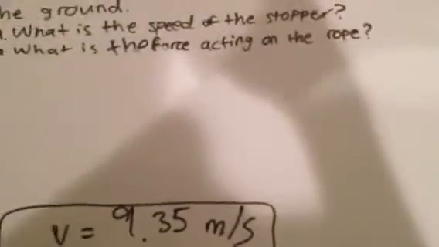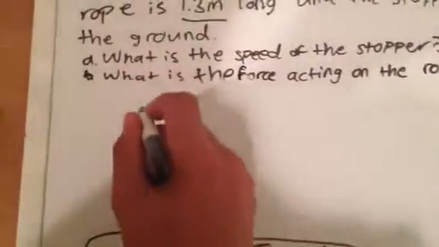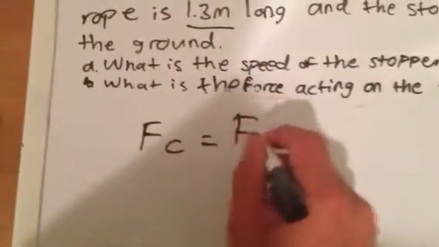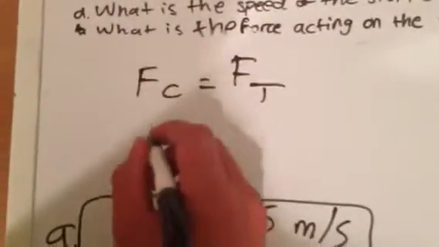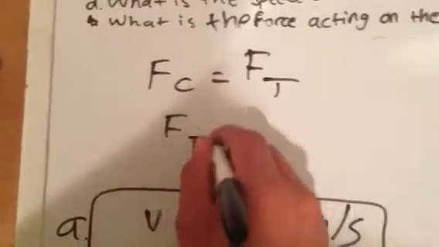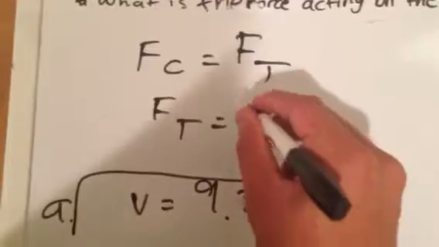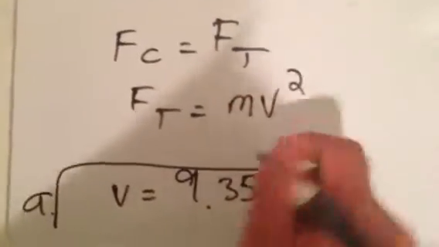Now part B, we are trying to find now the force acting on the rope. Well, if you remember from my forces in 2 dimensions video, if you watched it, any force involving a rope is called a force of tension. So the centripetal force in this problem, because we're dealing with the rope, is force tension. And as we said, force tension now, in place of centripetal force, is going to equal m v squared over r.